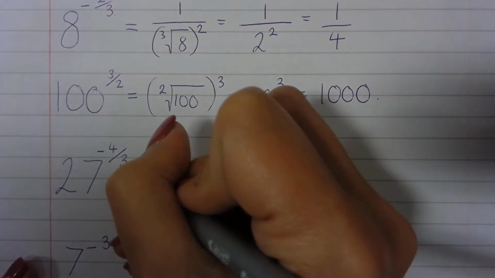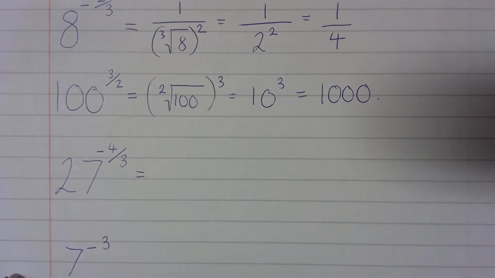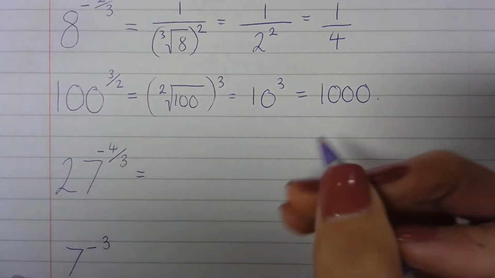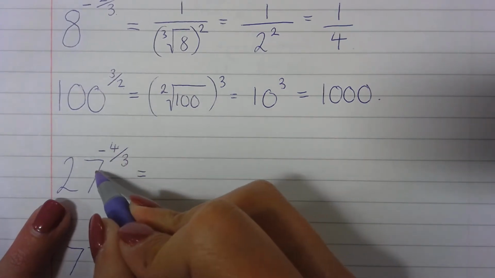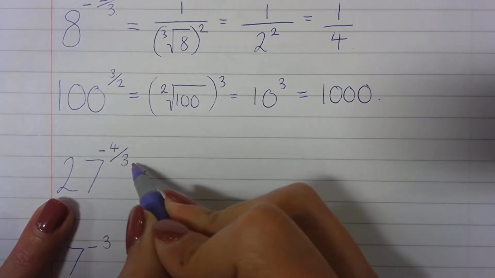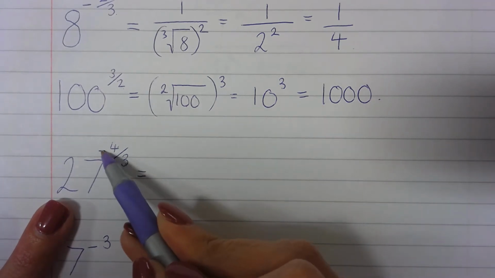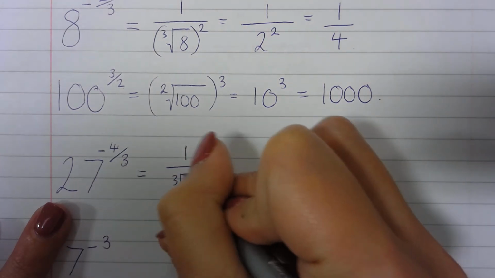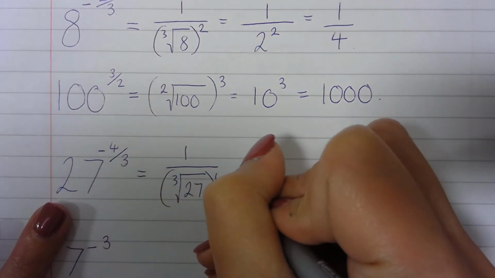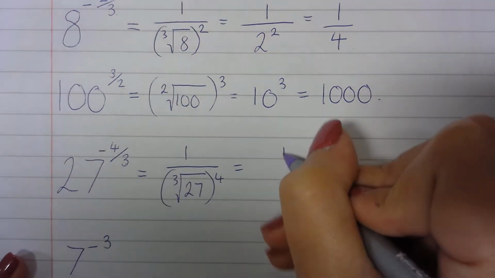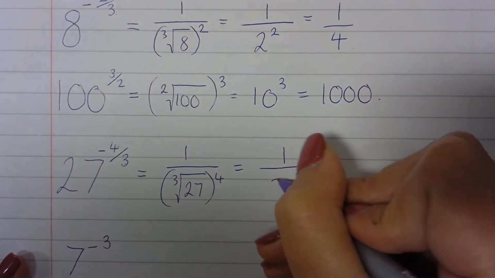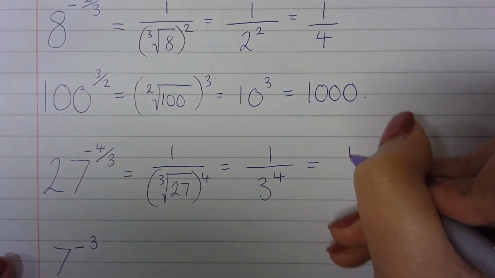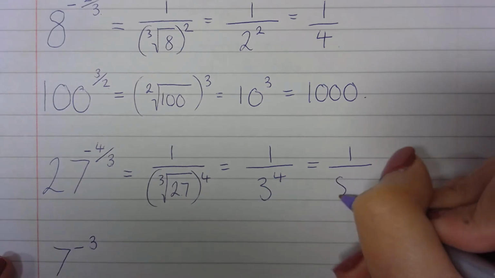Then next one, we've got 27 to the power of negative 4 over 3. Remember, flower power, and the roots are below the ground. It's difficult to do 27 to the power of 4, so I'm going to do the cube root first. Remember, it's negative, so it's 1 over the cube root of 27, and then I'm going to do it to the power of 4. So 1 over, the cube root of 27 is 3, and then we still have the power of 4 to do. And then 1 over 3 to the power of 4 is 1 over 81.